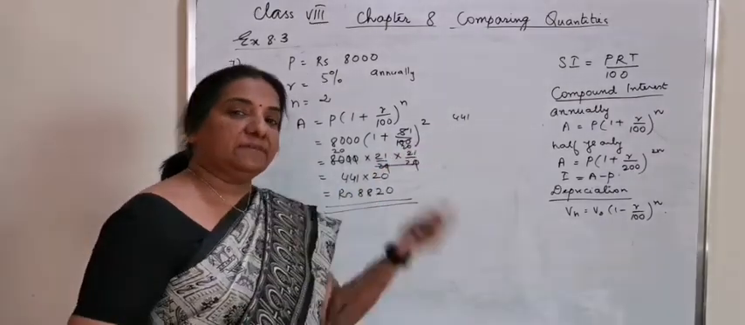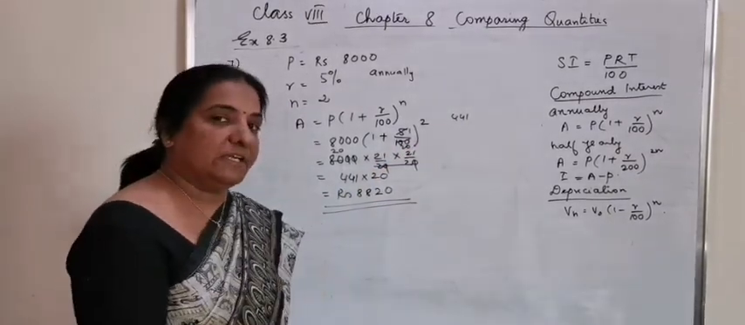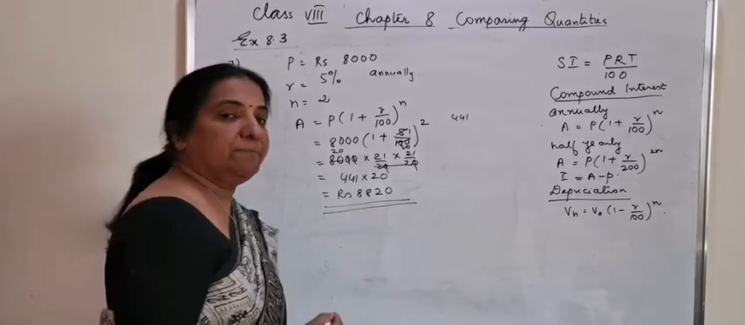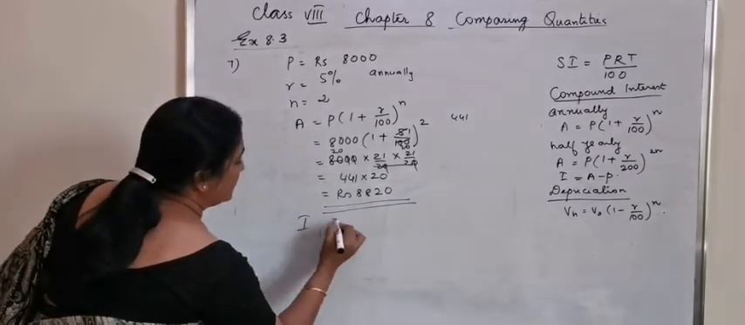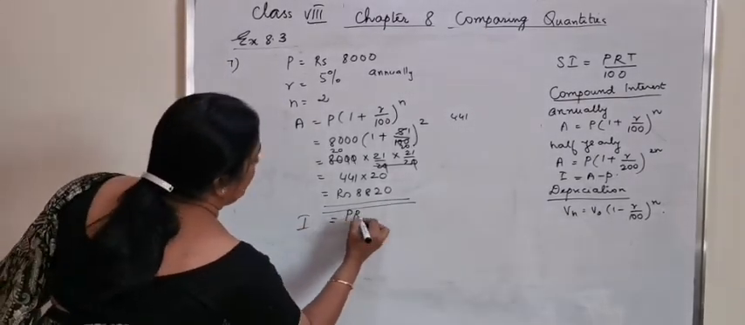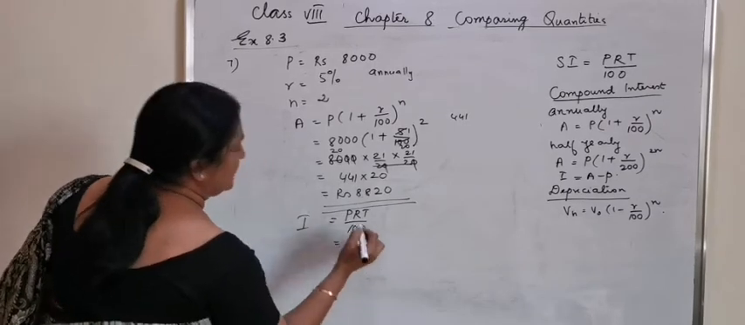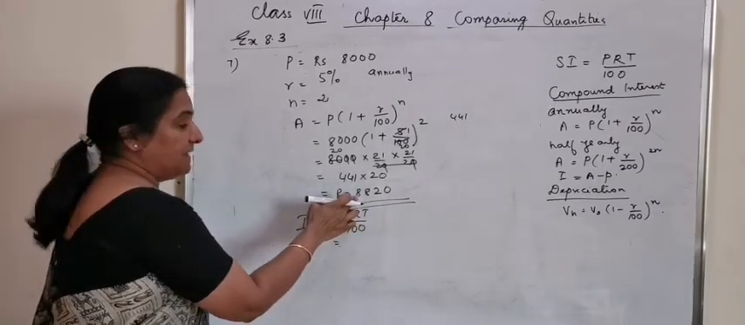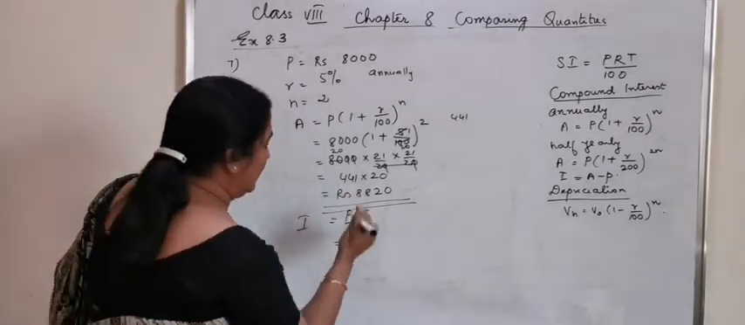Now, what is the interest for the third year? For the third year, you will calculate by simple interest formula. I is equal to PRT by 100, which is equal to, you will take the principal as rupees 8,820.